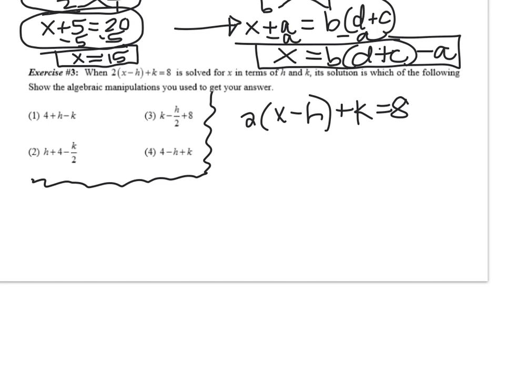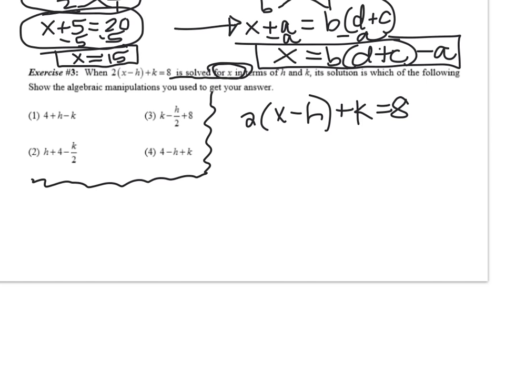And the directions say, you want to read the directions because I see a 2, an x, an h, a k, and an 8. And I could ask you to solve for any one of those 3 variables. So we better read the directions. However, the directions say solve for x. So we want to get x by itself.